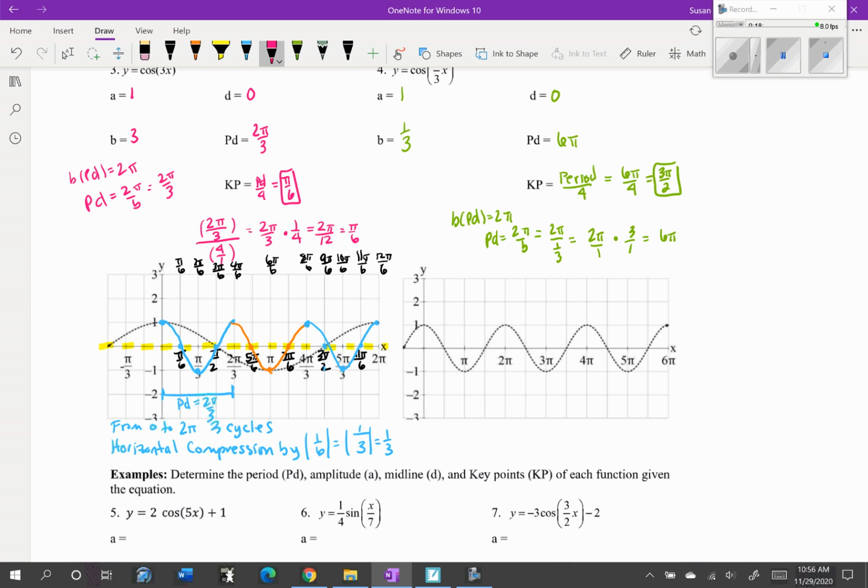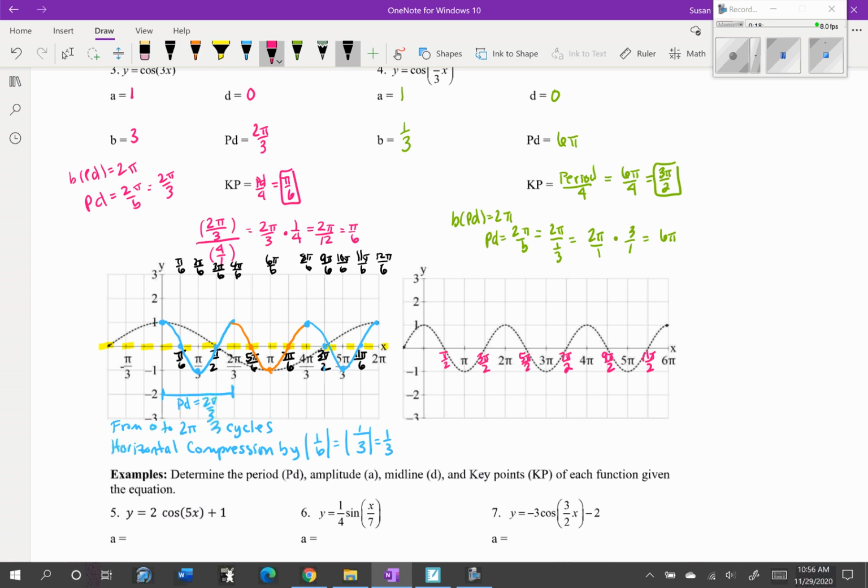this is from the parent graph, which doesn't have all the parent graph points. So the parent graph, remember, key points are pi over 2, so 1 pi over 2, 2 pi over 2 is pi. This is 3 pi over 2, 2 pi. So then this would be 1 pi over 2, 2 pi over 2, 3 pi over 2, 4 pi over 2, 5 pi over 2, 6 pi over 2, 7 pi over 2, 8 pi over 2, 9 pi over 2, 10 pi over 2, and 11 pi over 2. I'm just counting from the parent graph key points.